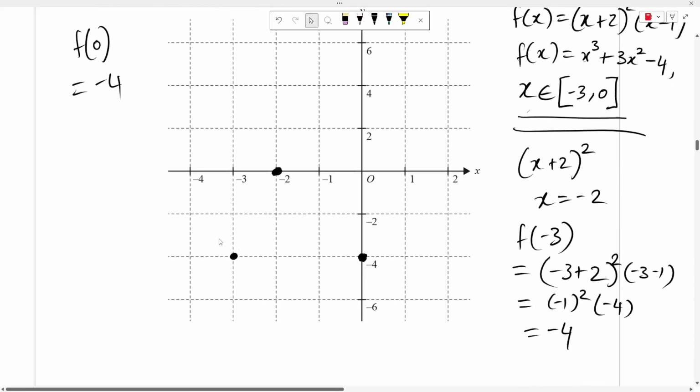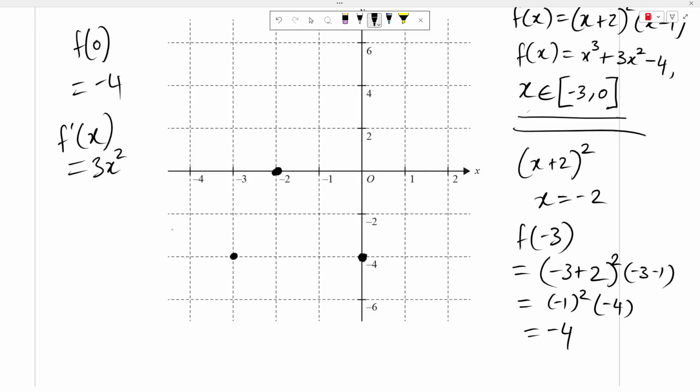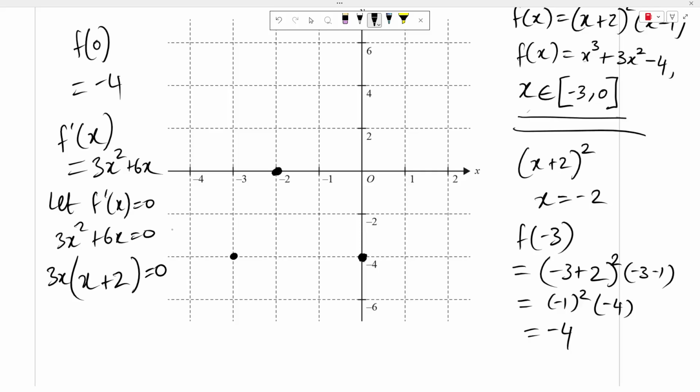Now the final thing that I really have to do here is find the derivative, just so we can see if there's any other stationary points hidden here that I might not see straight away. And for this, we're going to use the expanded version. So you get f dash x equals 3x squared plus 6x. I'm going to let f dash x equal 0, so we get 3x squared plus 6x equals 0. I'm going to factor a 3x out of this, so we get 3x multiplied by (x plus 2) has to equal 0. So therefore, x can equal 0, or x can equal -2.